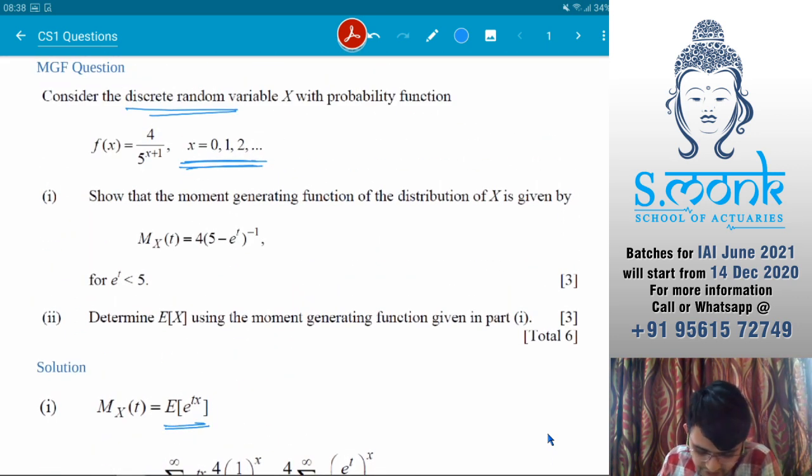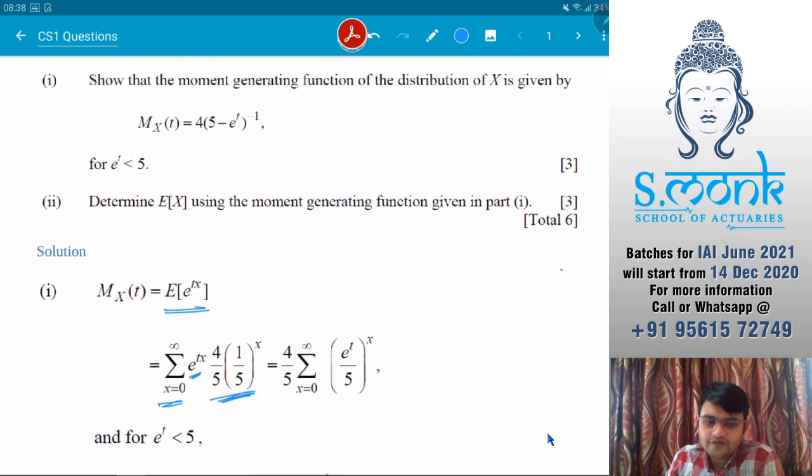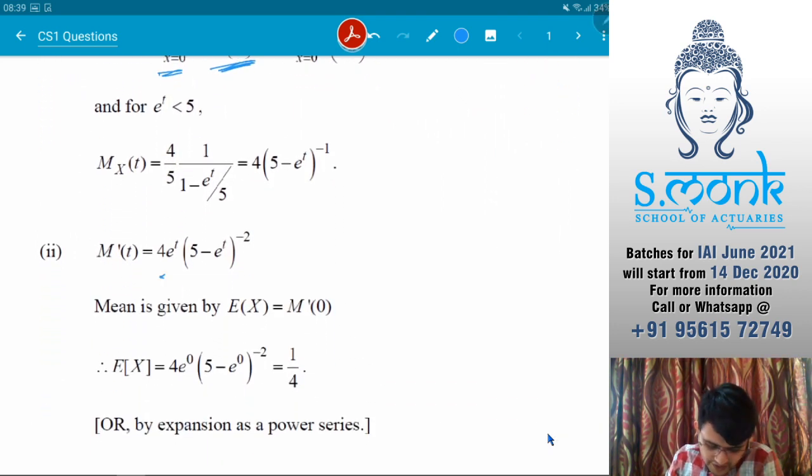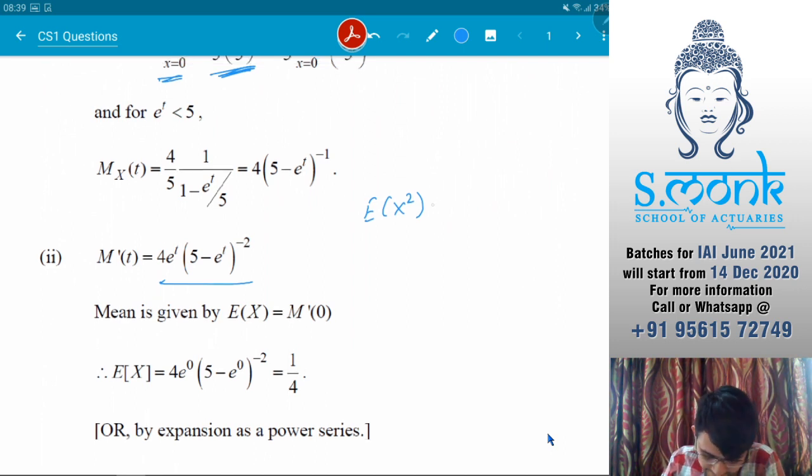Ensure that the moment generating function of the distribution of x is given by this. Then determine expected value of x using the moment generating function given in part 1. So expected value of x, all you have to do is differentiate it one time and put t equals 0, and you will get your mean as 1 by 4. Similarly, if you had to find expected value of x square, then all you had to do is differentiate it one more time.